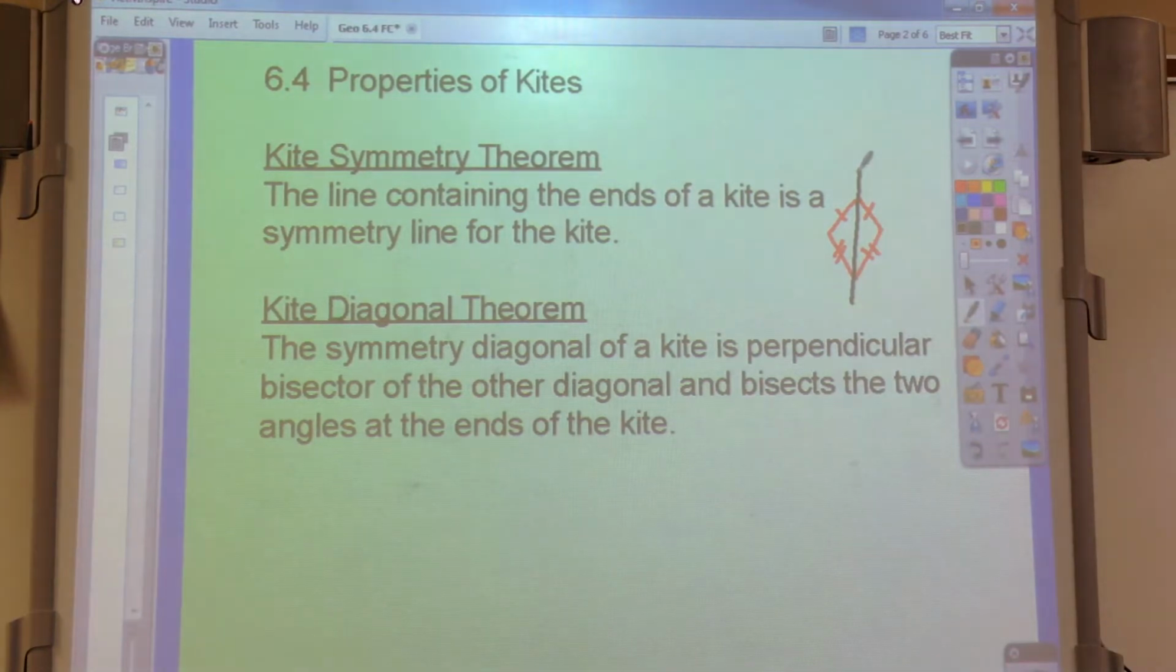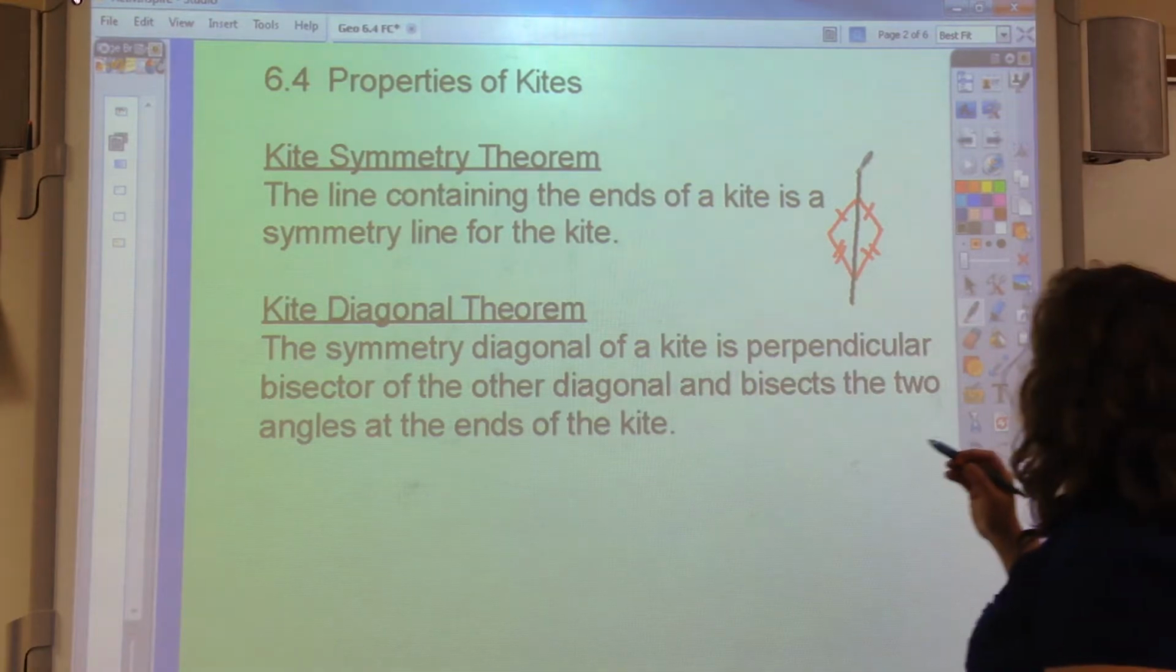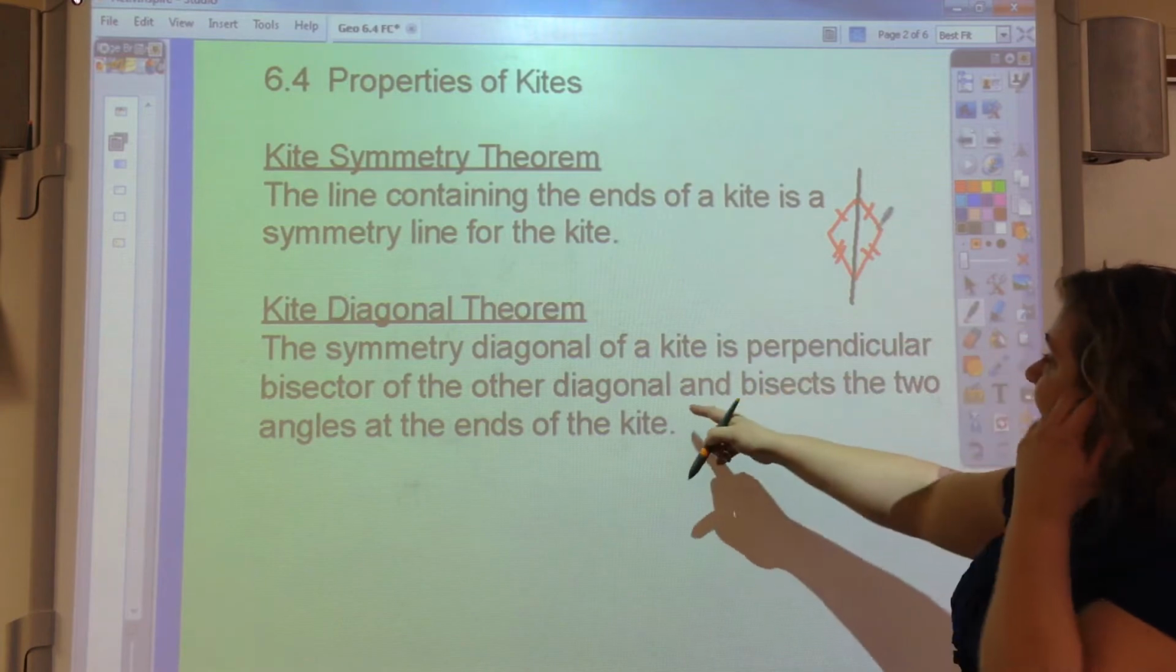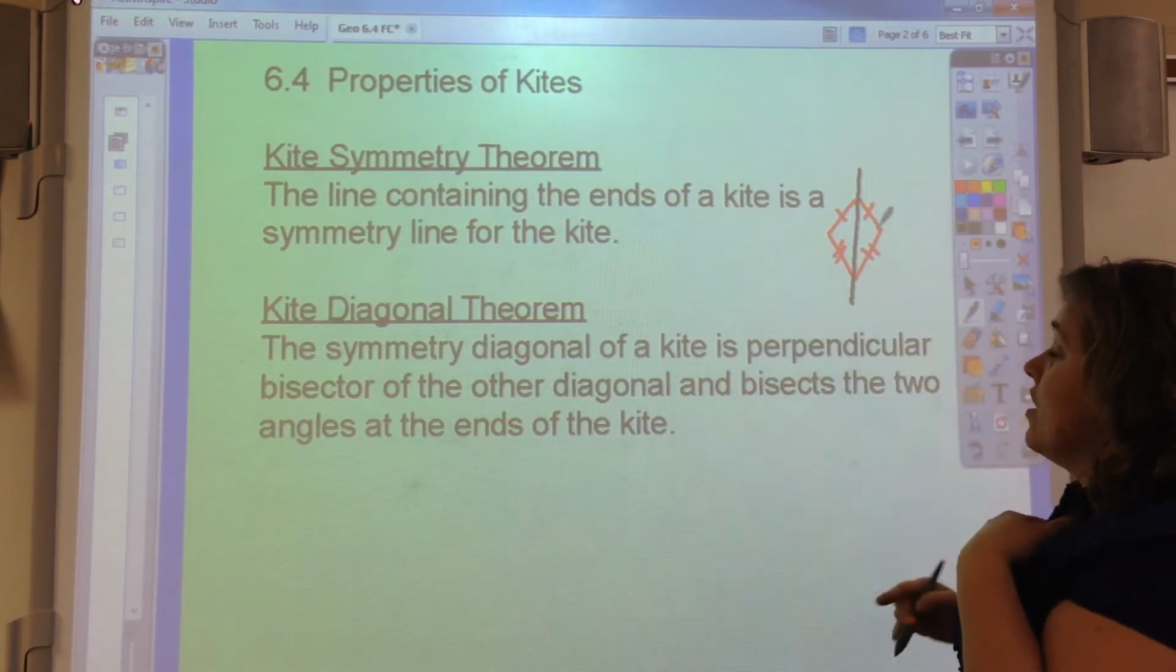And then we have the kite diagonal theorem. The symmetry diagonal of a kite is the perpendicular bisector of the other diagonal and bisects the 2 angles at the ends of the kite. So if I draw a symmetry diagonal, I can draw a line to bisect this one and bisect the other 2 angles of the other ends of the kite.